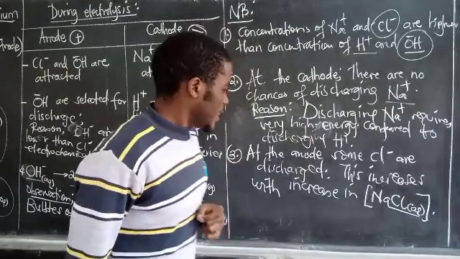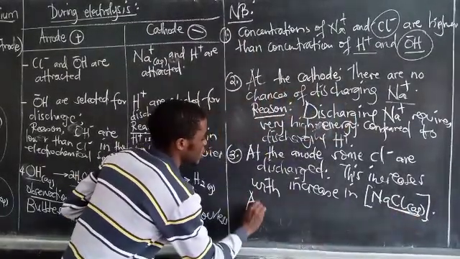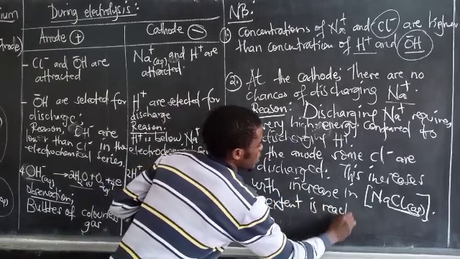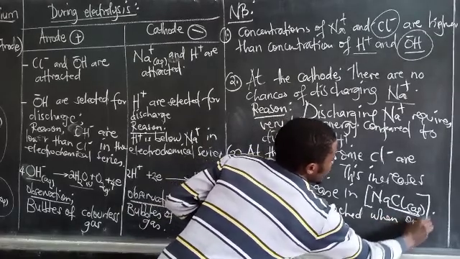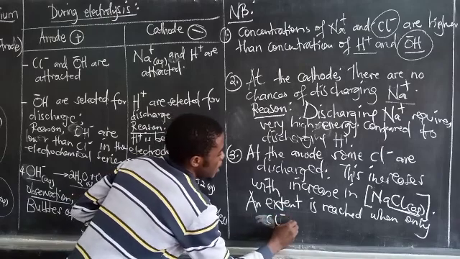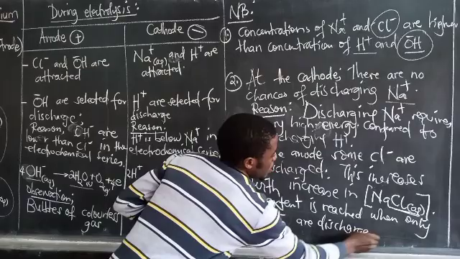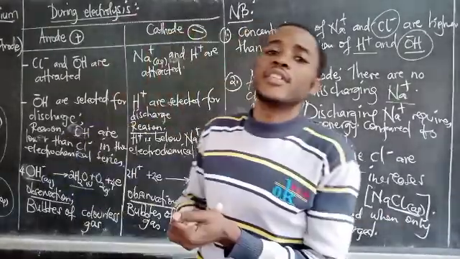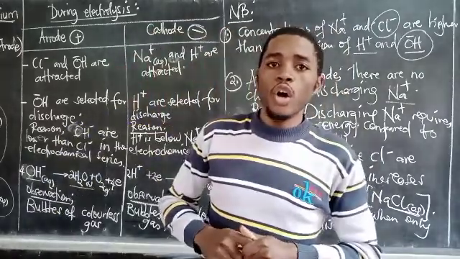An indicator that you will reach an extent. An extent is reached when only chloride ions are discharged. When only chloride ions are discharged, we are good to go.